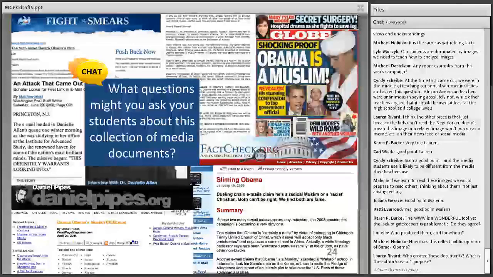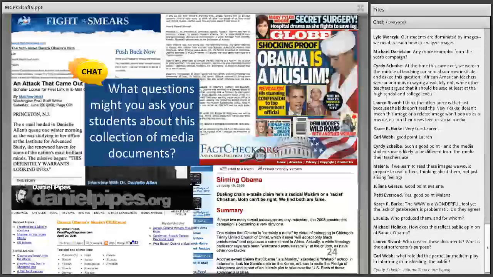The key question. Good point. Who produced them? Who produced the media document? I want to argue that many of these questions that you're asking are central to all good media literacy teaching. Who produced this document? For whom? Who's the target audience?